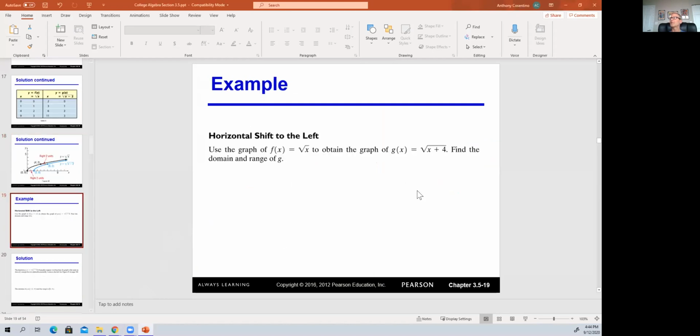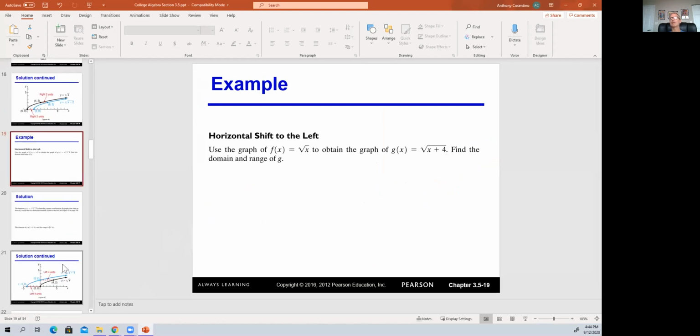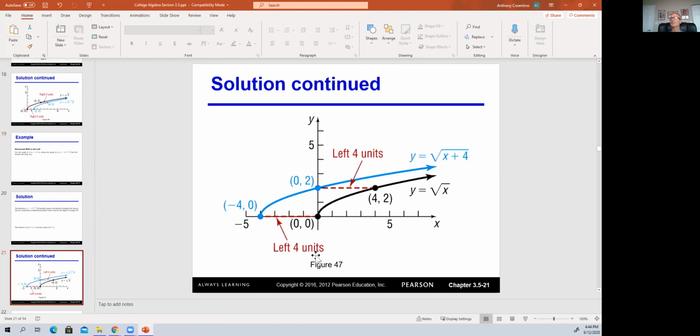Here's another example that instead of subtracting 2, we're adding 4, right? f of x is square root of x, and g of x is square root of x plus 4. So when we do that, the 0 point now is minus 4, plus 4 gives us 0. So you see we move 4 units to the left. So again, the black is square root of x, and the blue in this case is square root of x plus 4.